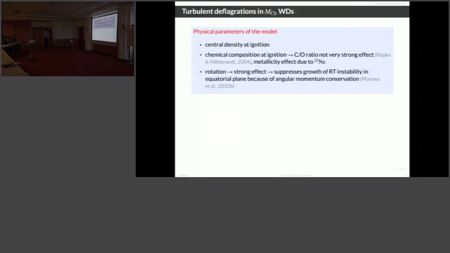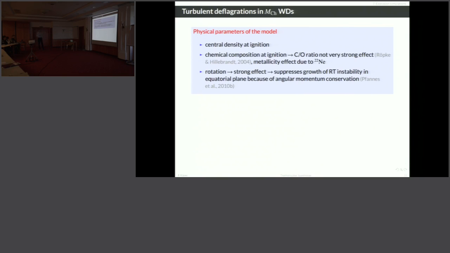However, this model, as I will discuss tomorrow, actually may be a good explanation for a certain subclass of type 1a supernovae. Now, the physical parameters of the models, of course, are the central density at ignition, the chemical composition at ignition, carbon-oxygen ratio was shown to not have a strong effect on the outcome, metallicity effect due to neon-22. This is something we discussed yesterday.